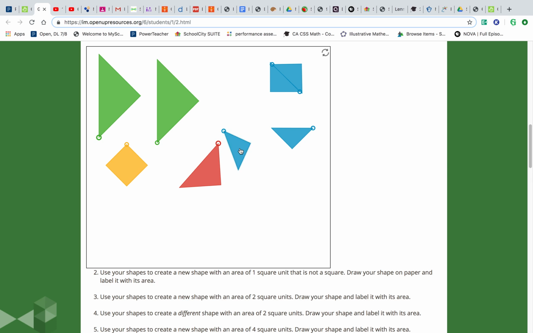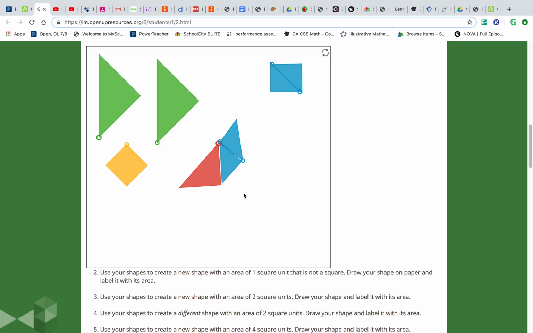Rotate it around and move it in there. Okay, and then we can take this triangle here, rotate it around, move it around a little bit, and then you can see that we are going to have a shape that is still going to be two square units. Okay, it's the equivalent of four triangles. Okay, but it's obviously not a square. And so you can use different shapes to create a different shape with an area of two square units. This can be up to you.